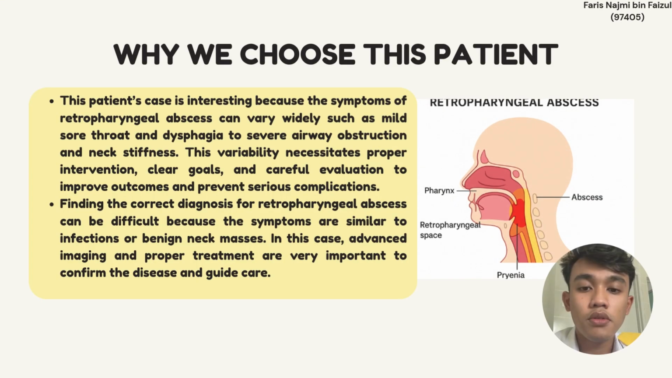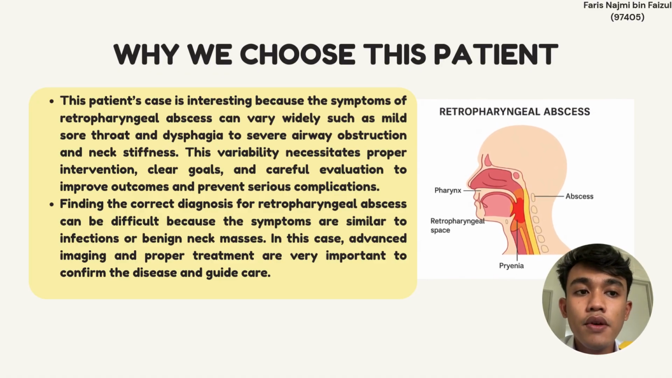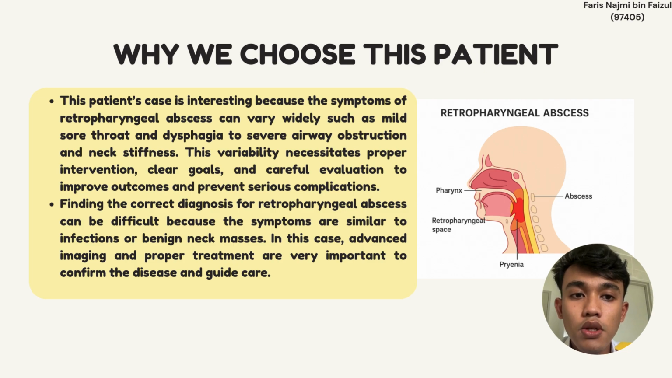Why we choose this patient? This patient case is interesting because the symptoms of retropharyngeal abscess can vary widely, from mild sore throat and dysphagia to severe airway obstruction and neck stiffness. This variability necessitates proper intervention, clear goals, and careful evaluation to improve outcome and prevent serious complications. Finding the correct diagnosis can be difficult because the symptoms are similar to infection or benign neck mass. In this case, advanced imaging and proper treatment are very important to confirm the disease and guide care.